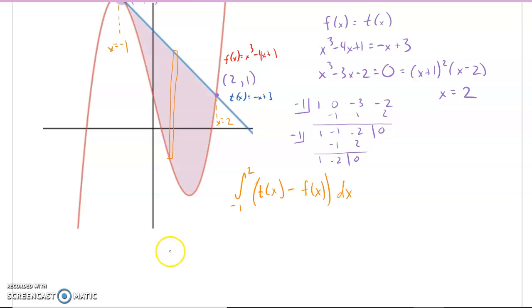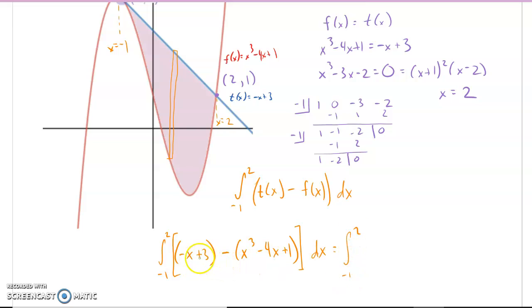Make sure that we're putting t of x on top, because that's the top, at least for this shaded region. So t of x is negative x plus 3, and f of x is x cubed minus 4x plus 1. We'll subtract those two and integrate from negative 1 to 2. That should give us the answer. So we'll take negative 1/2 x squared plus 3x. Actually, maybe I should simplify before I integrate. That would be smart. Let's save ourselves some headache and have one fewer term.